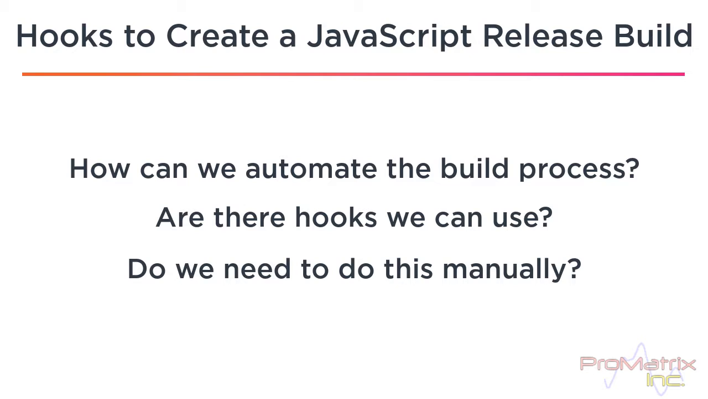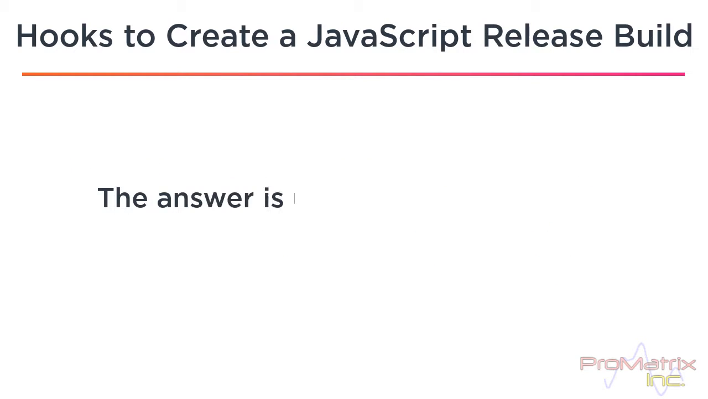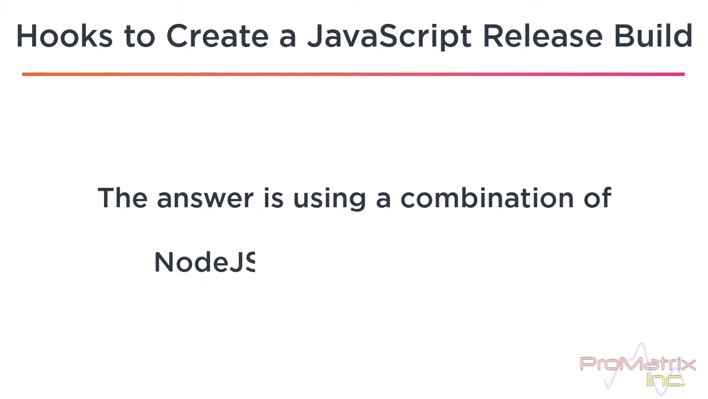Well, you could do it manually just before you publish to the server, but there are many other things that you need to consider, such as bumping up the version number. The answer is using a combination of NodeJS, Gulp, and Git Hooks.